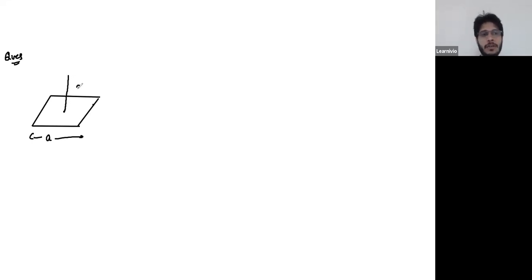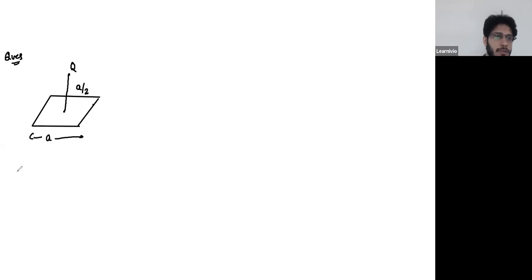The next question is, instead of Q, say you have a square. Each side of the square is A. This is a question of NCERT. From the center of the square, at a height A by 2, we place a charge Q.